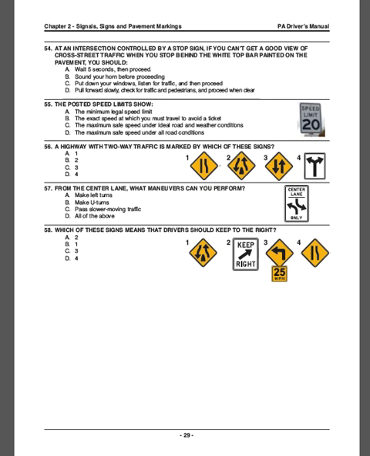58. Which of these signs means that drivers should keep to the right? A. Sign number 2. B. Sign number 1. C. Sign number 3. D. Sign number 4. The answer is letter A. Sign number 2 indicates the driver should keep to the right.